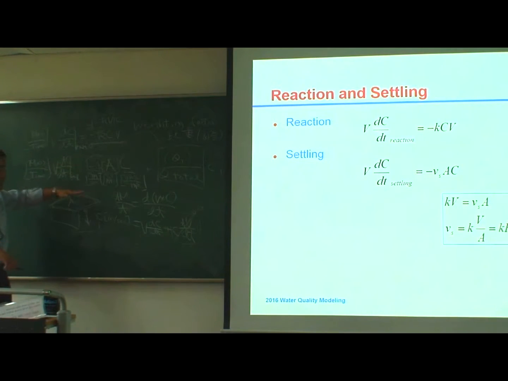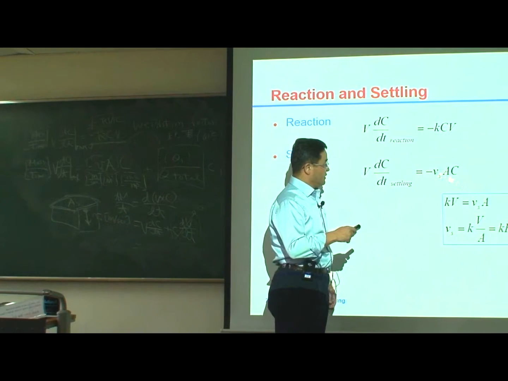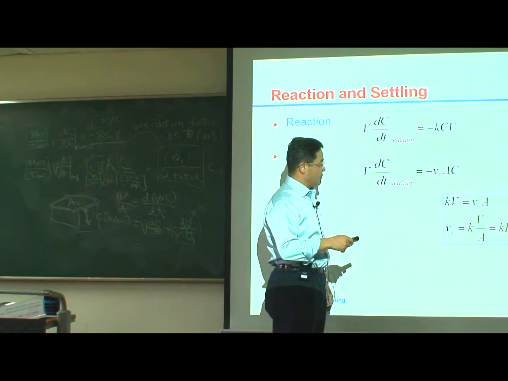The settling is about the whole area. That's a lot easier for us to imagine, or visualize. And this reaction is about the whole volume. That's the difference. Right? So in here, K_v and V_s/A have the same meaning.